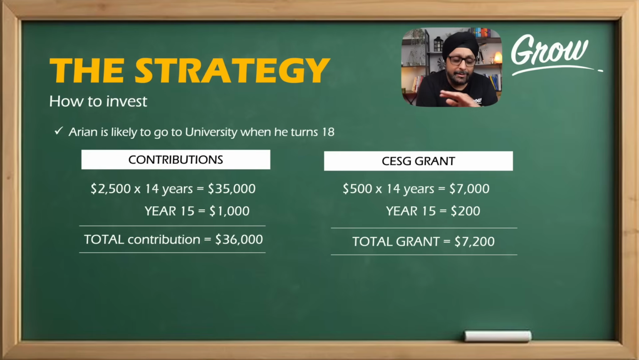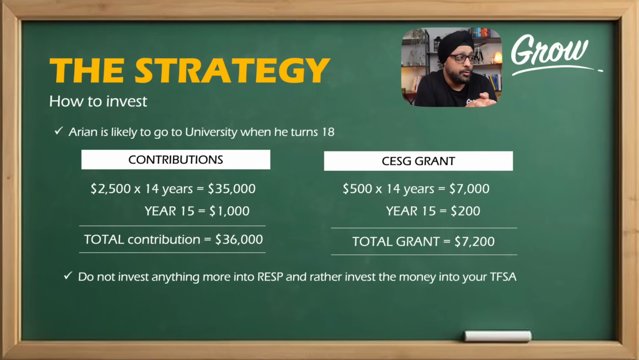Now you have two options. There's nothing wrong in both these options. The first option is that you do not invest anything more into RESP because you already got the grant. You get all the compounding.